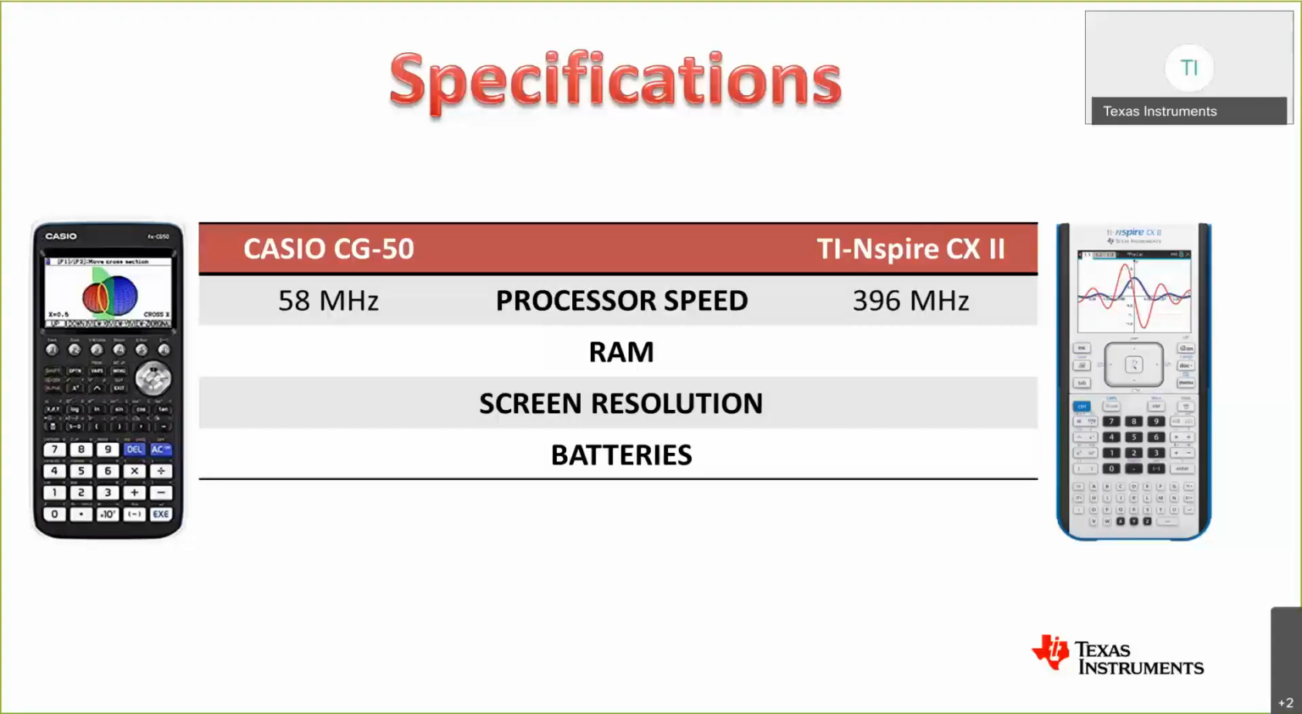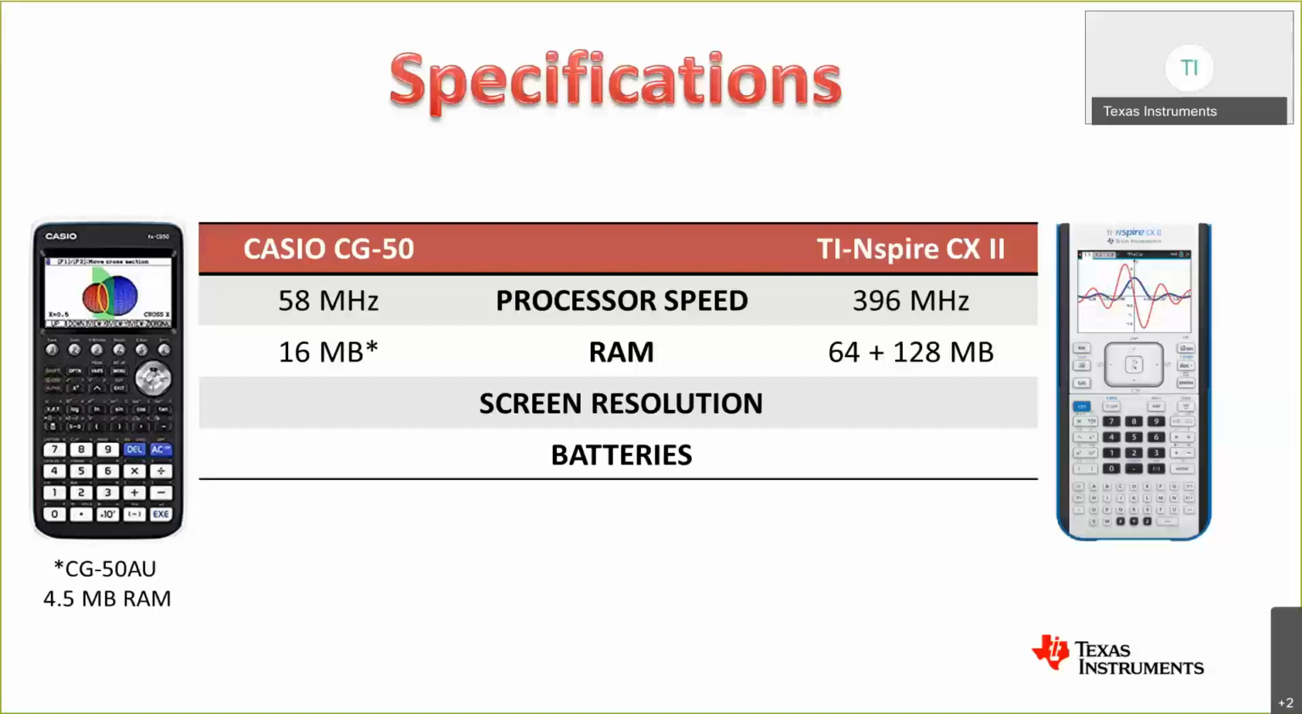If we're looking at processor speed, the advertised speed of the Casio is 58 megahertz and the Inspire is 396. So it is a particularly fast machine. In terms of memory capacity, the advertised memory for the Casio CG is 16 meg. However, in Australia, they limit it to 4.5. Not sure why they would do that, so it's something you just need to check in your region if it's being limited in any way.